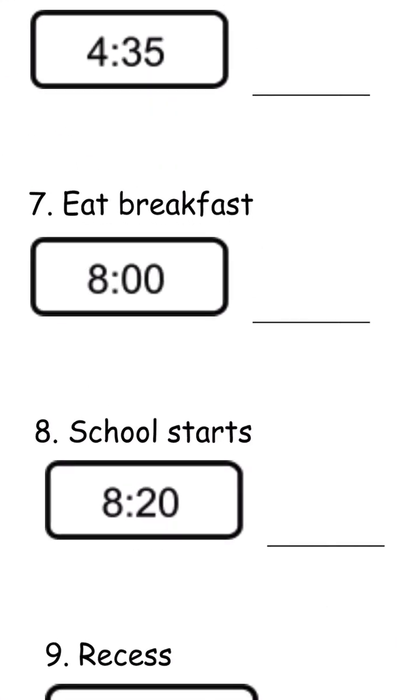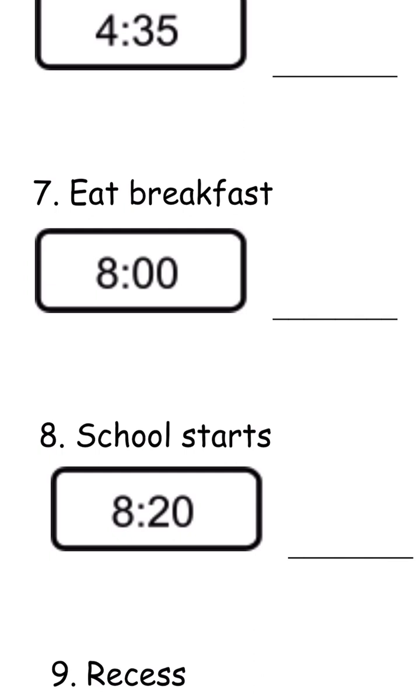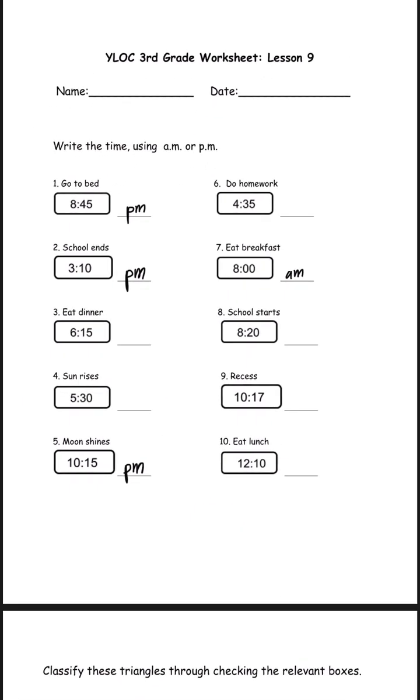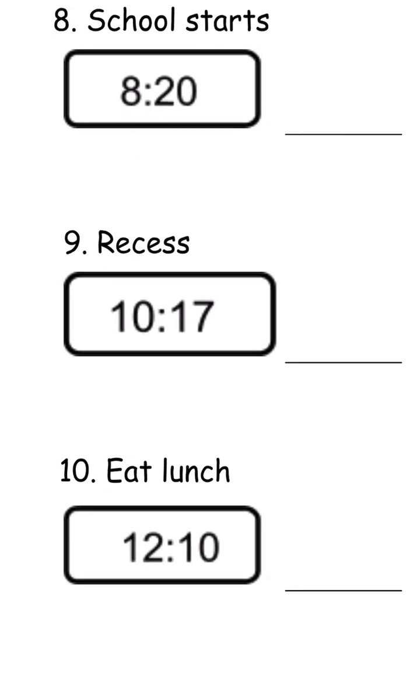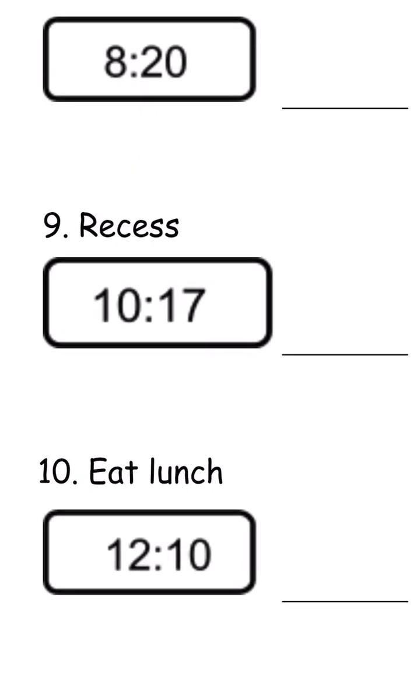For number 7, it says the time eating breakfast, and it's 8. And you eat breakfast in the morning, so it's going to be AM since it's before the noon and it's after the midnight. And lastly, let's look at number 9. For number 9, it says recess and it's 10:17. And you have recess before the noon, so it's going to be AM.